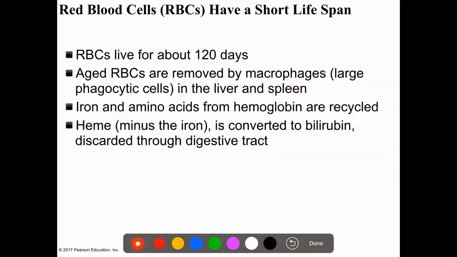Now, for the red blood cells, as we said, they have very short lifespan, 120 days, since they don't have a nucleus. So there is no ability to survive beyond 120 days. The aged red blood cells are removed by macrophages. These are large phagocytic cells, part of the white blood cells in the liver and spleen.